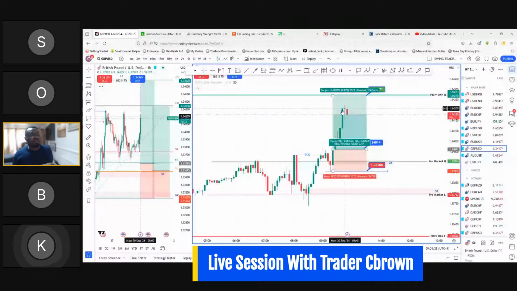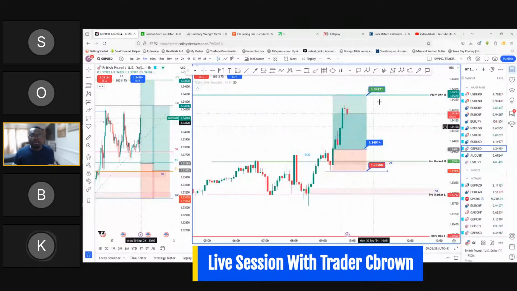If you don't have the patience, you might not be able to catch the upper move. Price will still go up eventually, but it's just playing around. So if you're already in profit, well done.